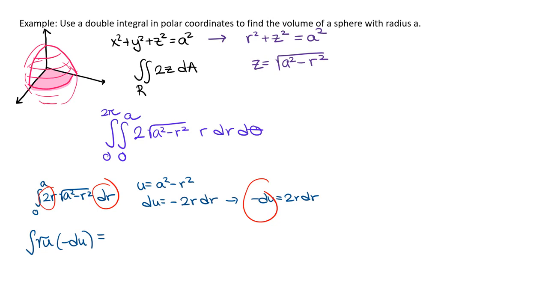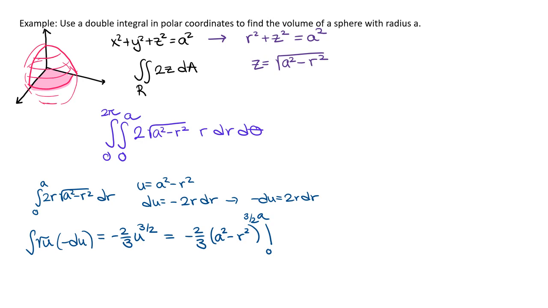So this integral turns into a square root of u times negative du. That's going to become negative u to the 3/2 divided by 3/2, or negative 2/3 u to the 3/2. And then finally, I replace that u with the a squared minus r squared. And then I'm going to plug in my bounds of integration.